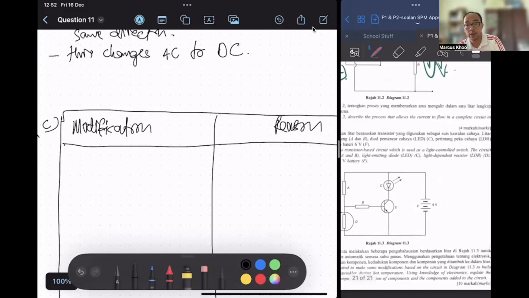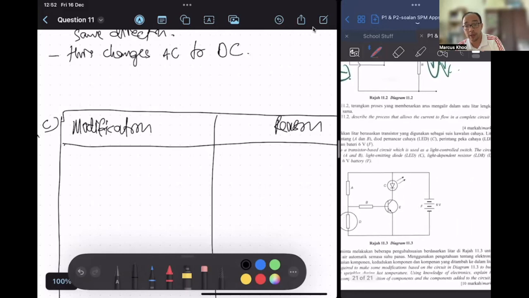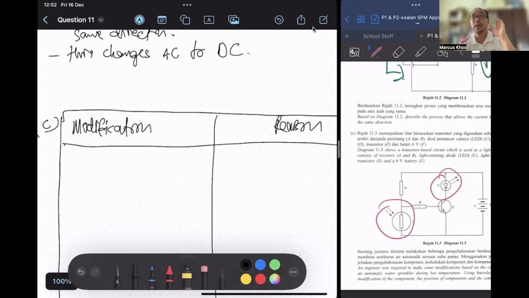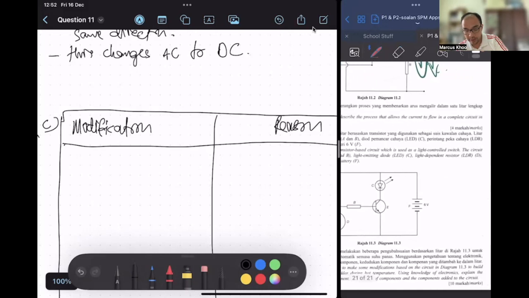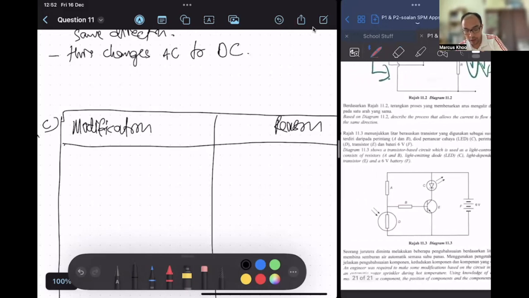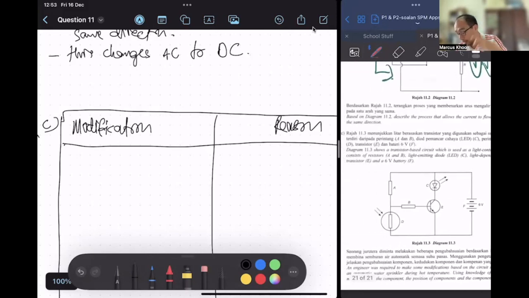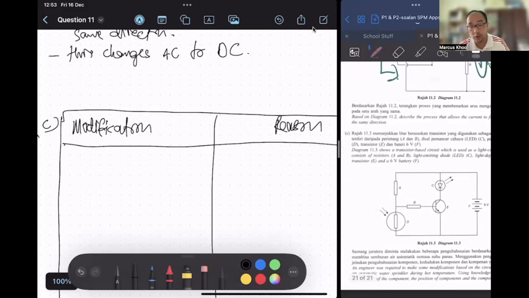So obviously our circuit now is wrong, because this is an LED to show light and this is a light dependent resistor. So this turns on the light when it is dark. So we don't want that. Now we want a water sprinkler, and then of course we need a temperature sensor. So using knowledge of electronics, explain the modification of the component, the position of the components, and the components added into the circuit. Wow, there's so many.